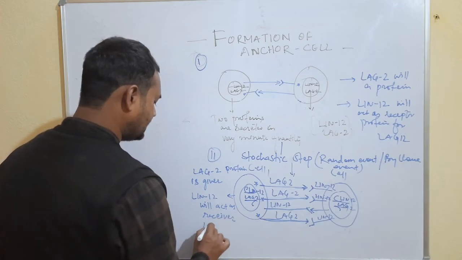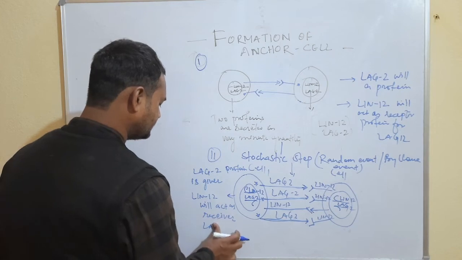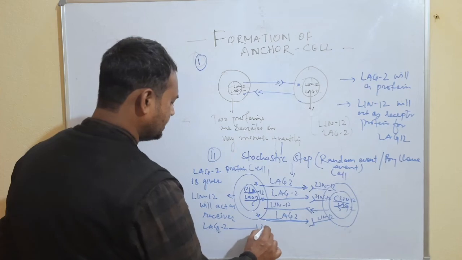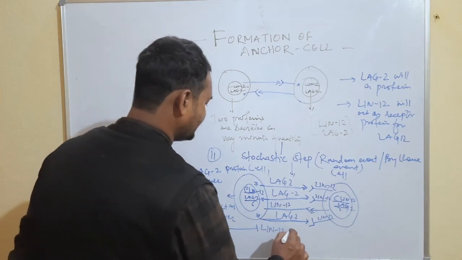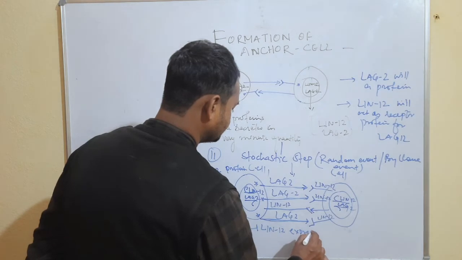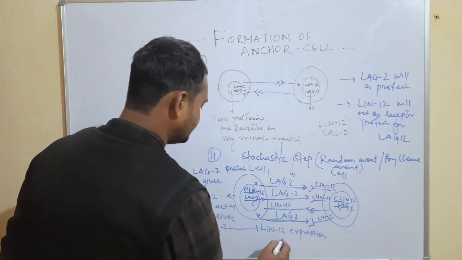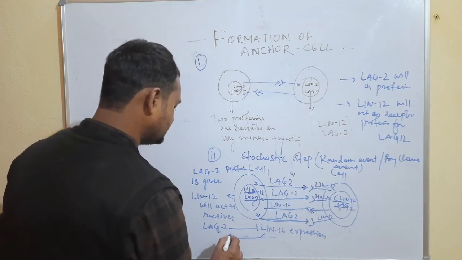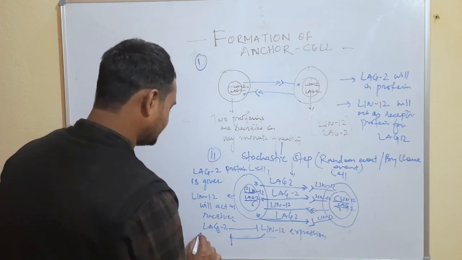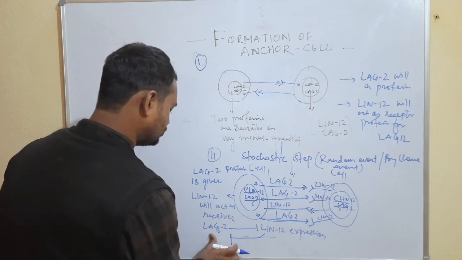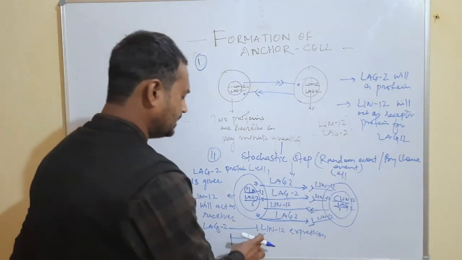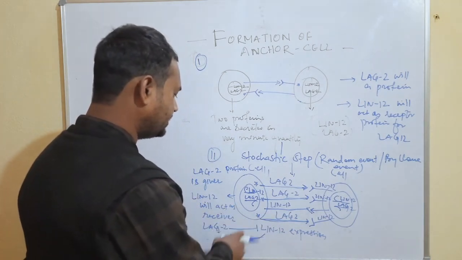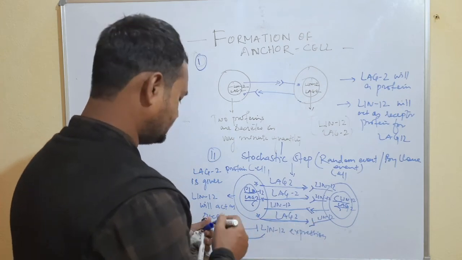Lag-2 protein will inhibit lin-12 expression, and lin-12 will inhibit the lag-2 expression. In this way, lin-12 will stop the expression of lag-2 protein. So it is very clear in the figure what we have expressed here.